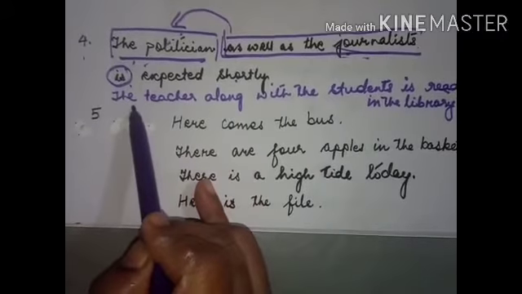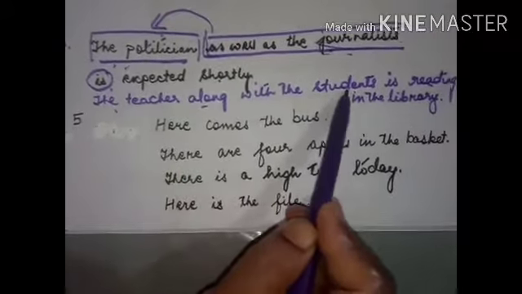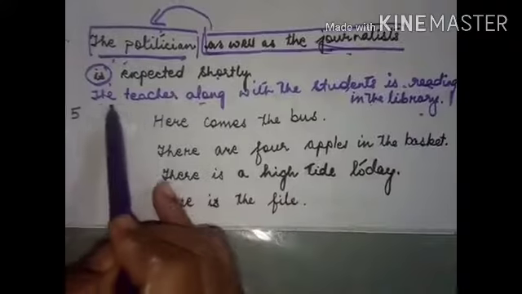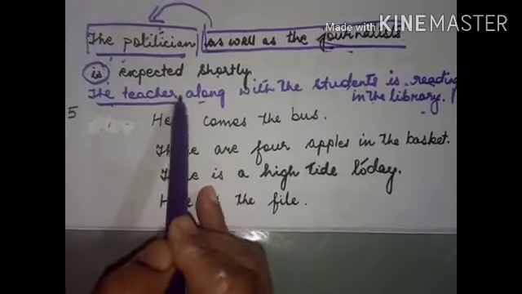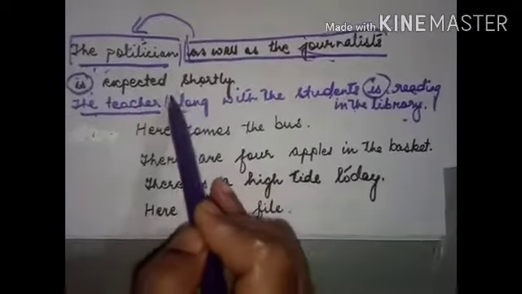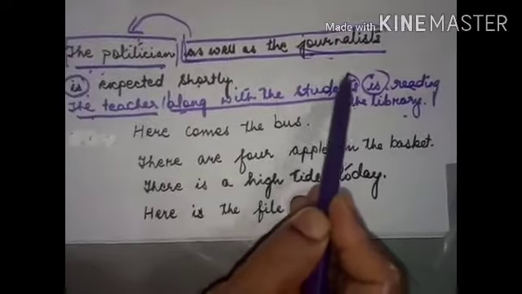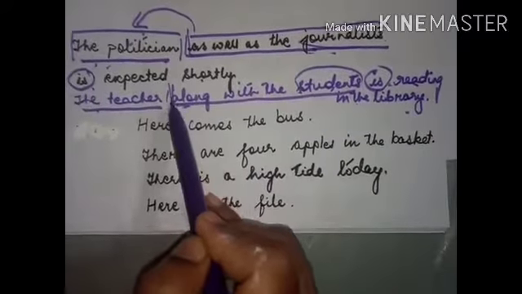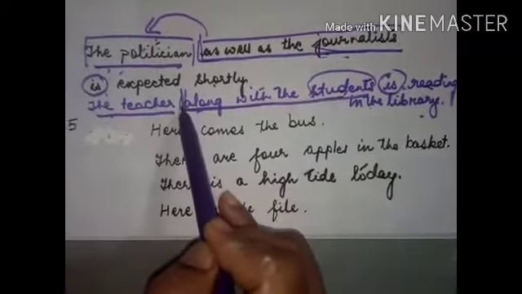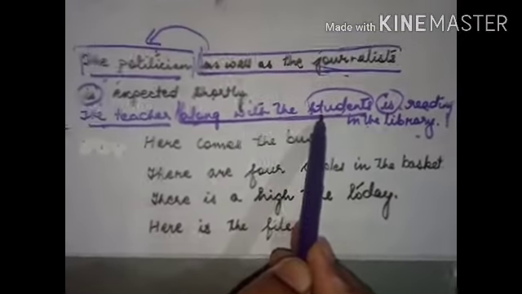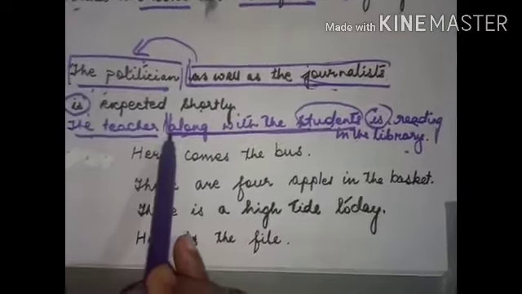Another example, the teacher along with the students is reading in the library. So our subject is the teacher, it is singular, so the verb is singular. Along with the students, though we have a plural noun here, it is a prepositional phrase, so we are only taking it as an additional part of the subject but not the main subject.